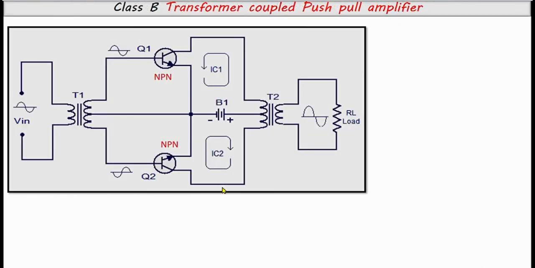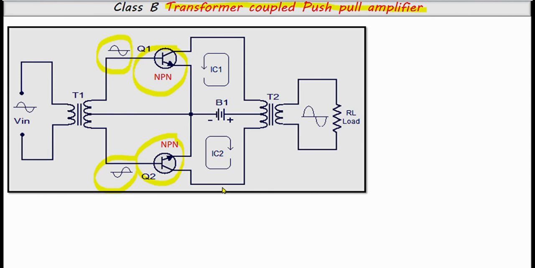Now this is a class B transformer coupled push-pull amplifier. If we use transformer coupling, then we will get two inputs. Both inputs are inverted, but in this case, if we are using transformer coupling, then there must be the same type of BJT in the upper circuit and lower circuit.